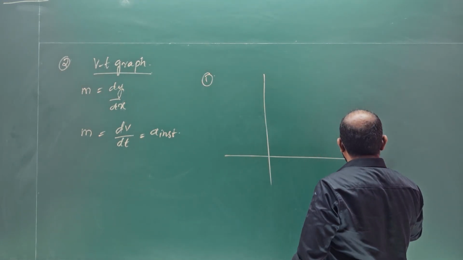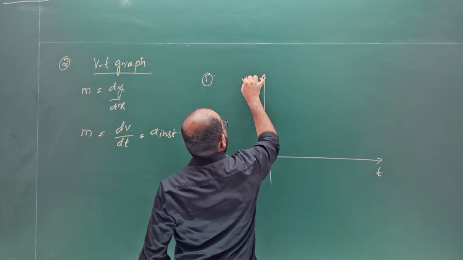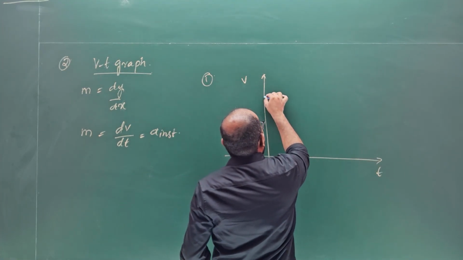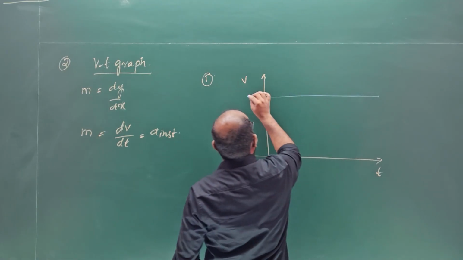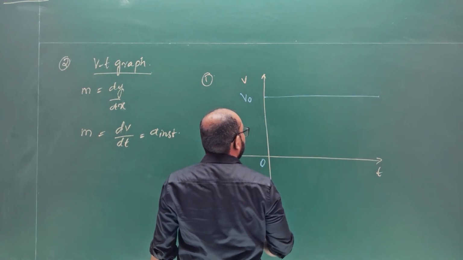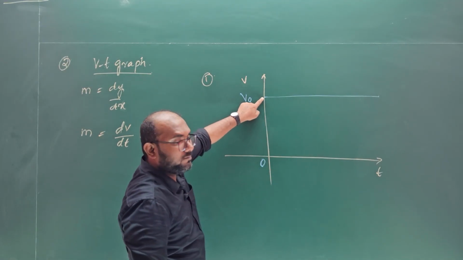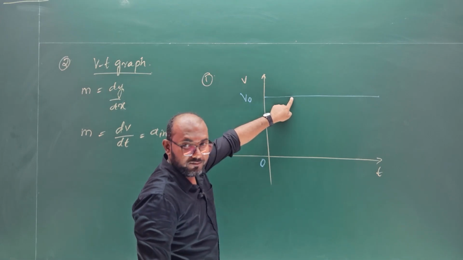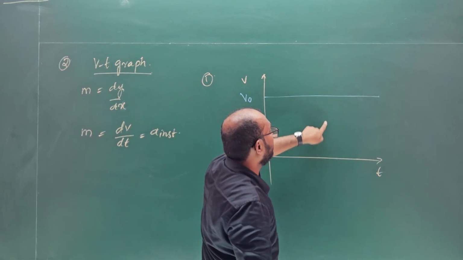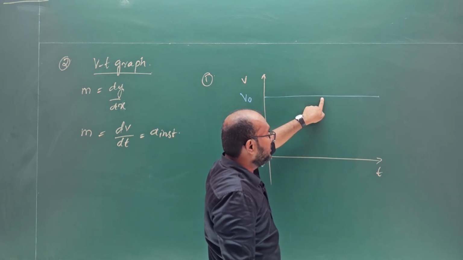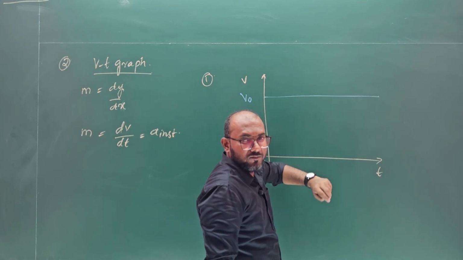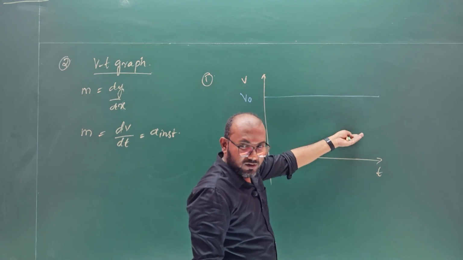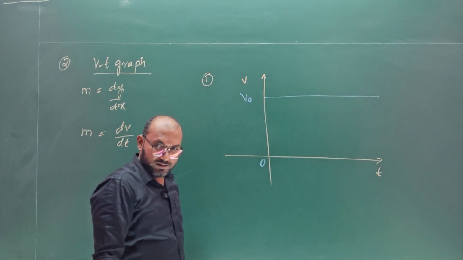Okay, so graph number 1. Consider this is your time, this is your velocity. If I draw like this, at t equals 0, what is the velocity of that body? v0. At t equals 1 second, what is the velocity? v0. At t equals 2 seconds, v0. At any time, what will be the velocity? v0.